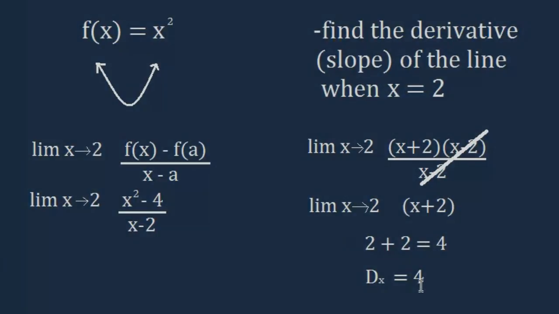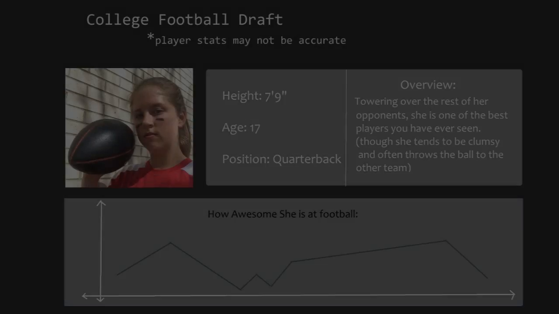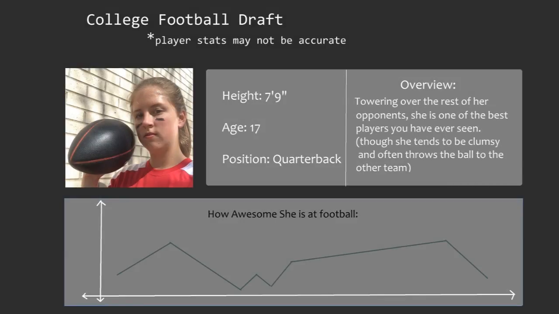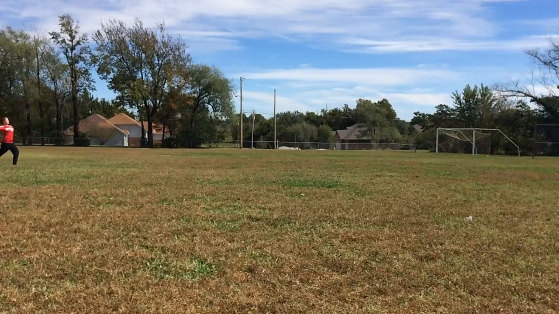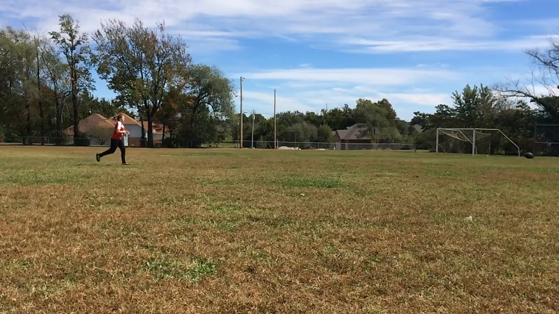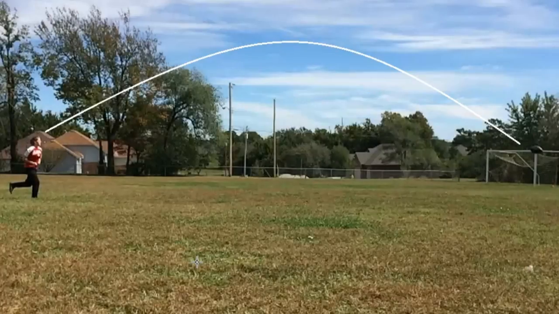Now here's a real-life example of a derivative. Let's say that a college picks you to be the quarterback of their new team. It might be important to know how fast and how hard you can throw the ball, and you can use derivatives to find out. Using a line to show the motion of the ball, we can see how derivatives come into play in real life.